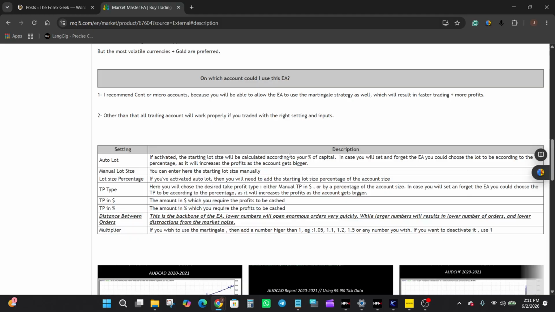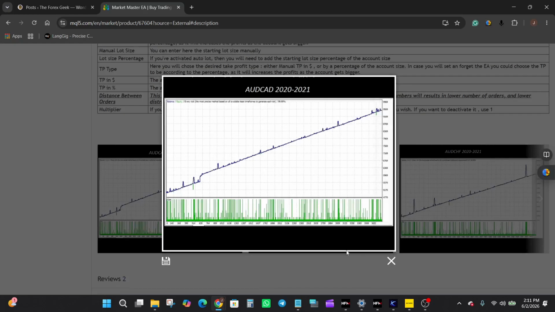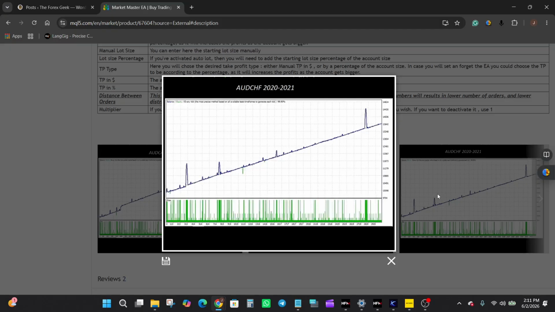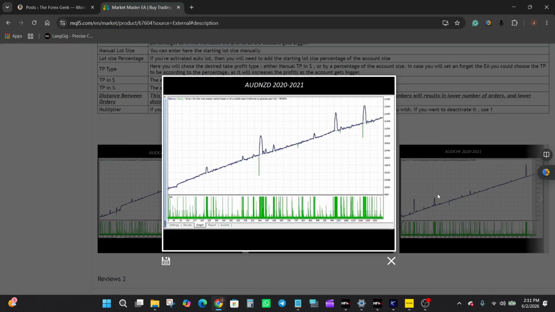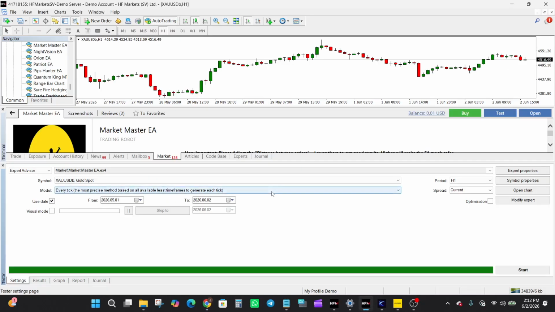So now moving into the backtesting section, I am looking at the historical results provided in the attachments. So the historical results that we are seeing here seem pretty amazing, right? But let's just do our own backtesting, right? Let's go to our strategy tester. Let's do our own backtesting.